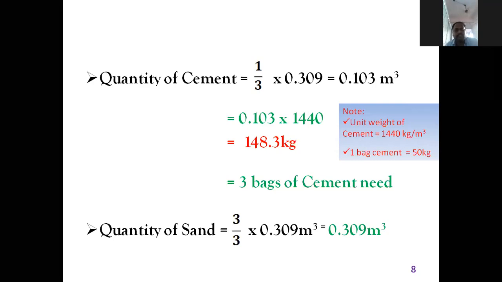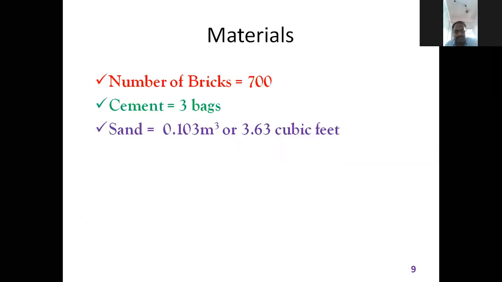Then the quantity of sand. In a similar way, the ratio for sand is 3/3 into 0.309, so you use 0.309 meter cube. Now we have calculated bricks, cement and sand. The result: number of bricks is 700 numbers, required for the whole volume of brickwork. Cement is 3 bags. Sand is 0.103 meter cube.